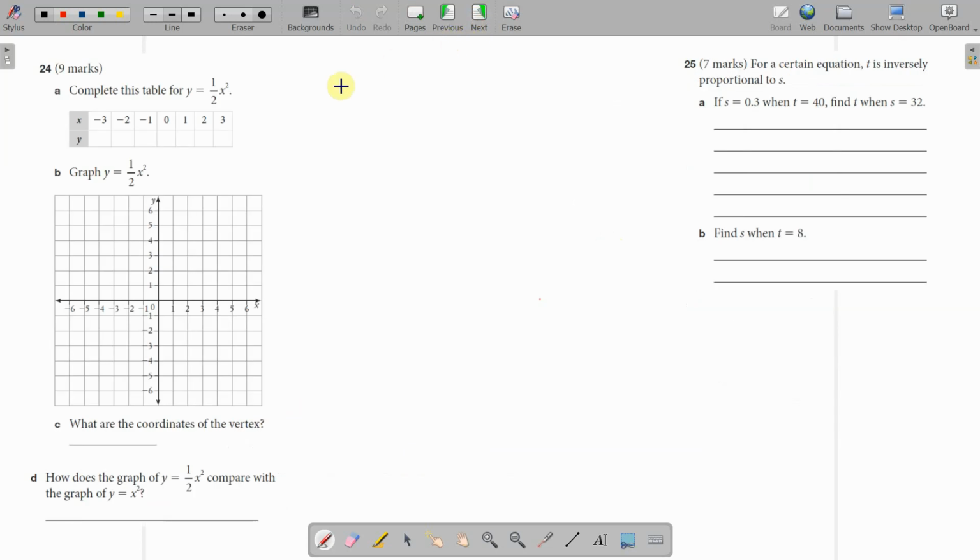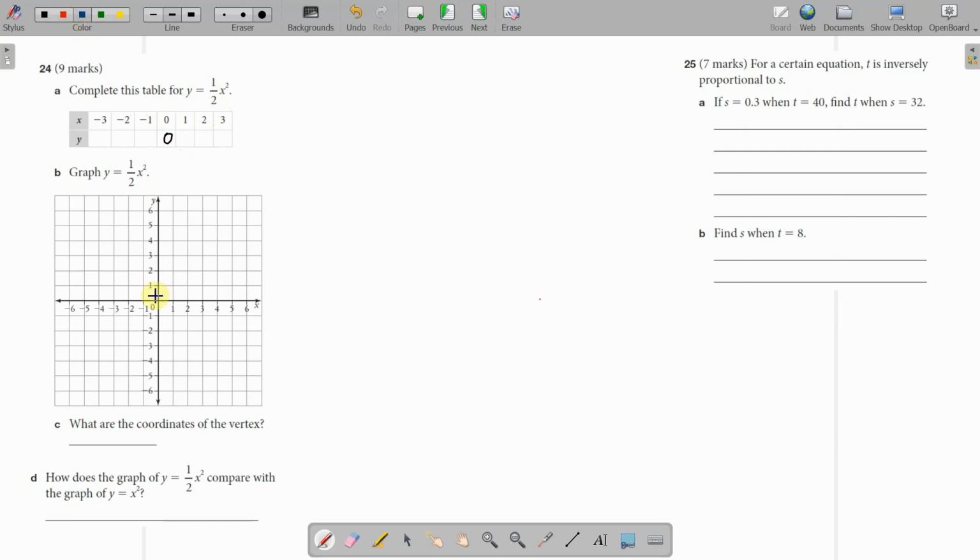Okay, I'll try and come back to that one. Okay, next one. Complete this table for y equals a half x squared. A half times x squared. All right. I'll go sort of slower than what I normally would, just to show you the process. So we're going to plug in the values for x in here, each one at a time, and see what we come up with. So first one, I'll do the easiest one, is 0. Half times 0 squared is always going to be 0.